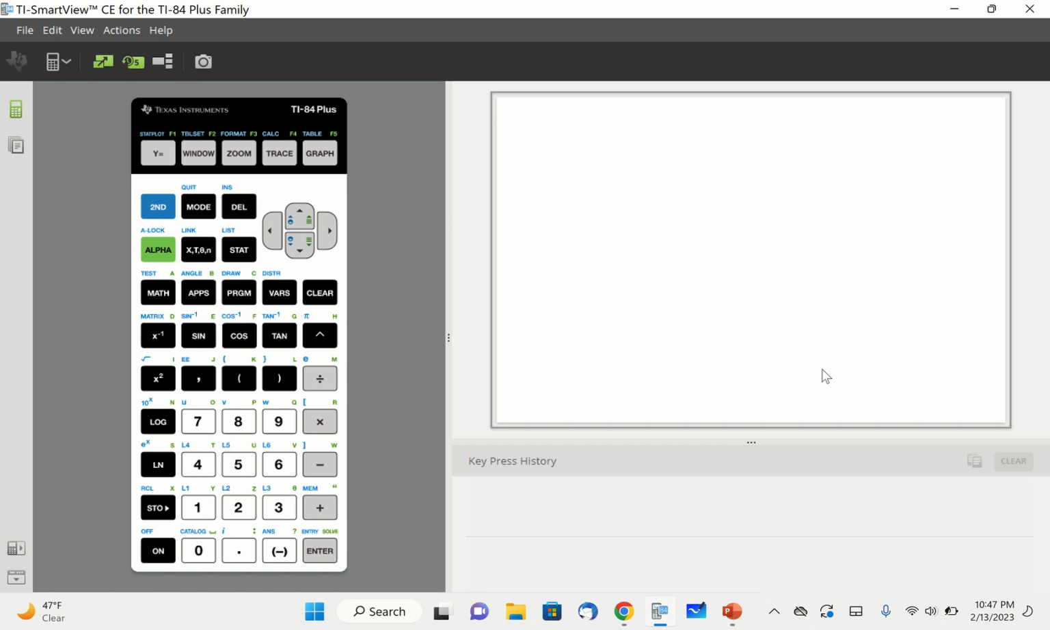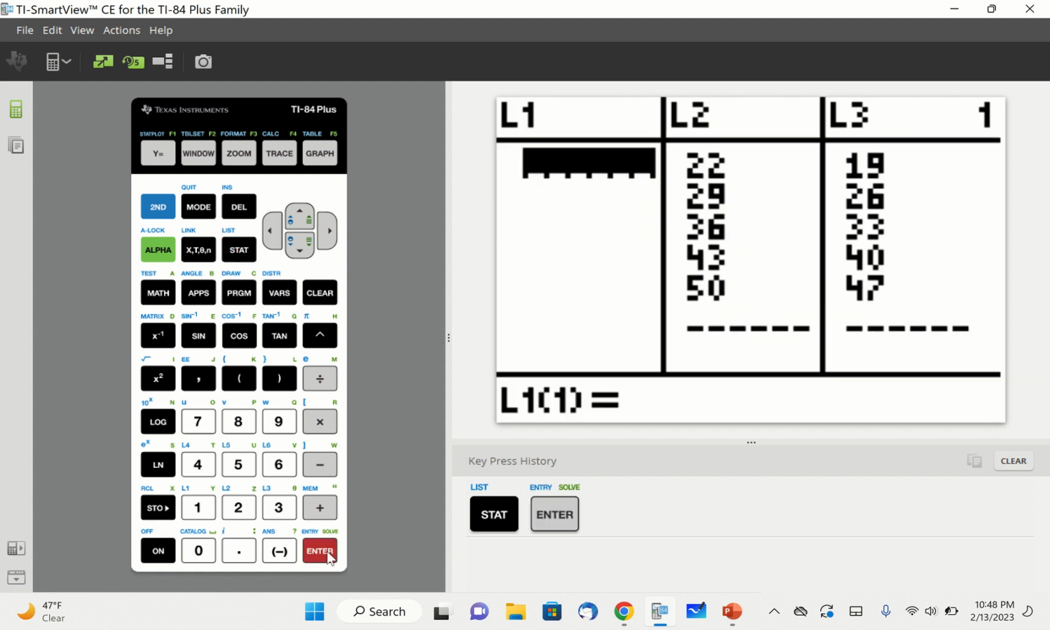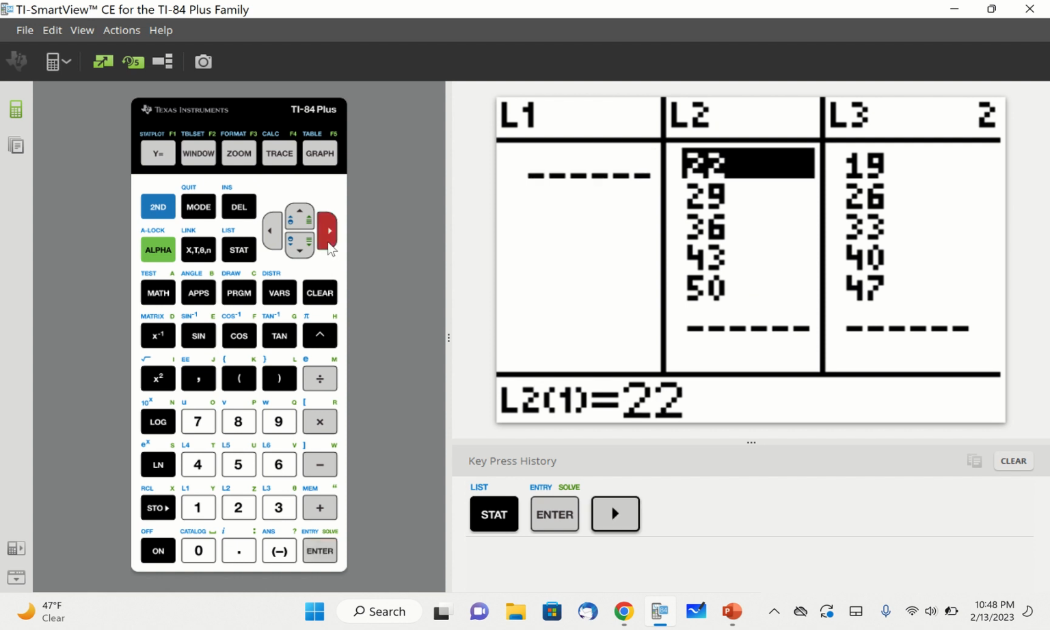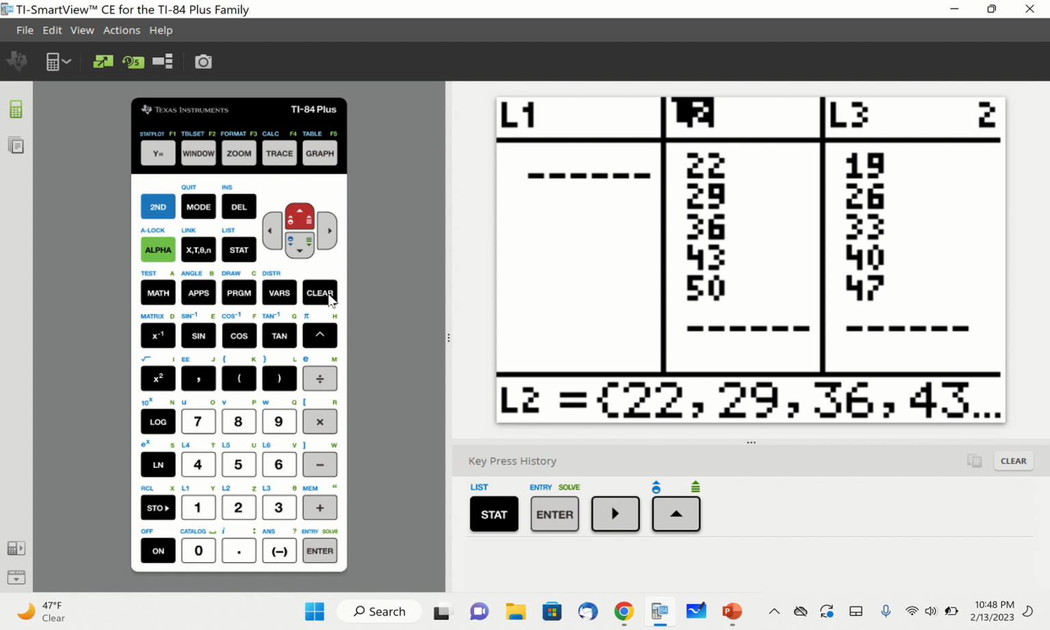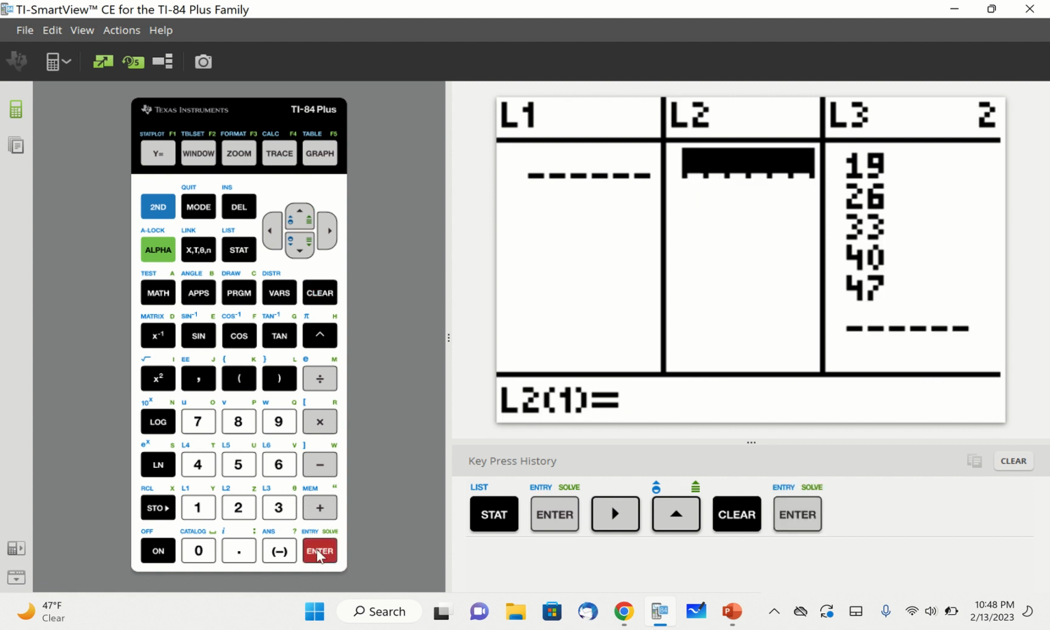In this video, we will see how to find the confidence interval for one population mean with population standard deviation given. So if you have data given for your problem, you would need to go to Stat, Edit, Enter, and type in the data in one of the available lists. If you do not have any list available, you could scroll up to the list name, hit Clear, and Enter to clean up a list.